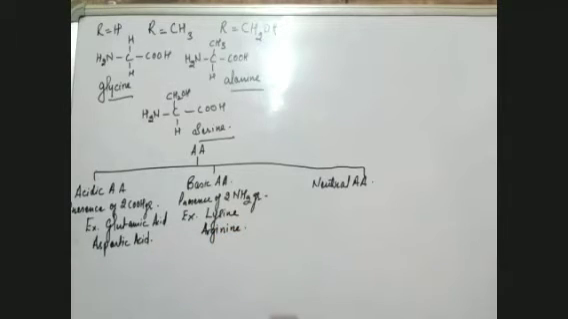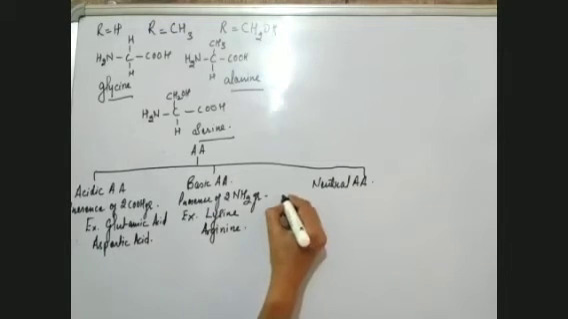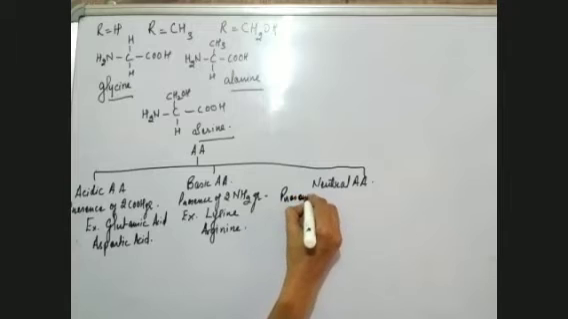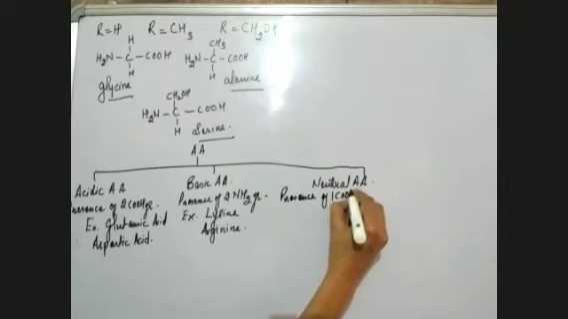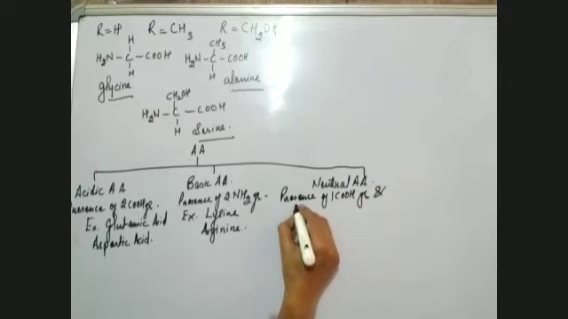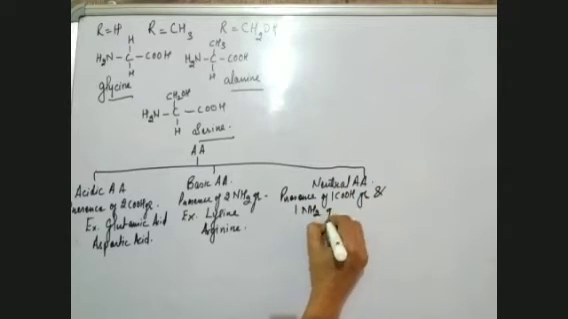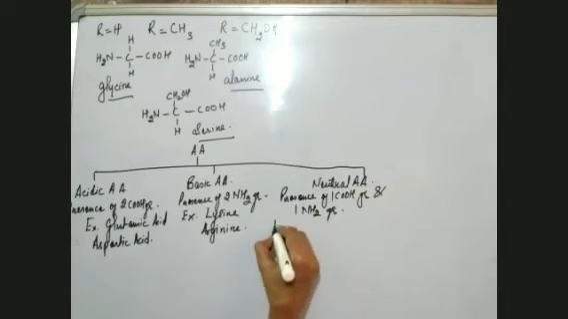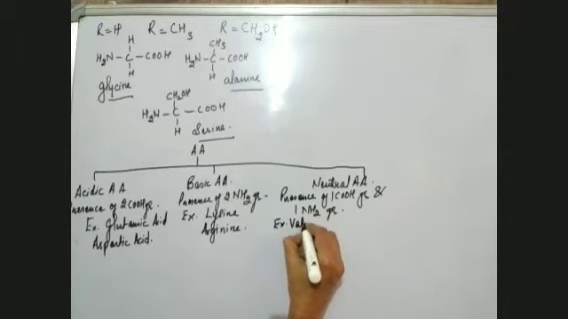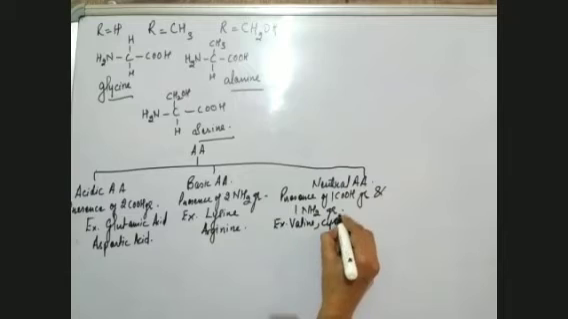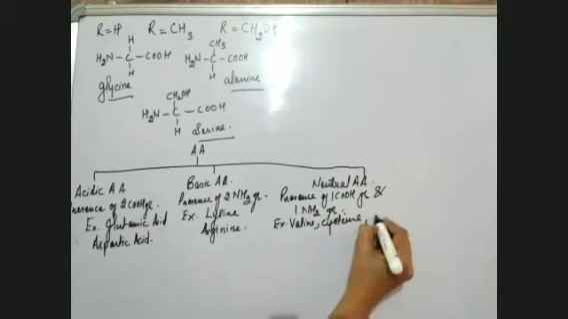When in an amino acid, one amino group and one carboxylic group is present, such amino acids are known as neutral amino acids. So the presence of one COOH group and one NH2 group makes these amino acids neutral amino acids. The examples of these amino acids are valine, cysteine, and glycine.